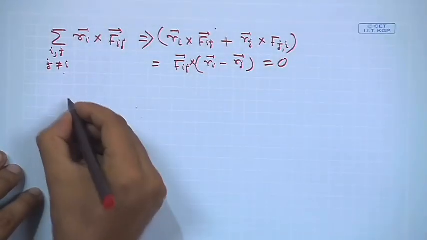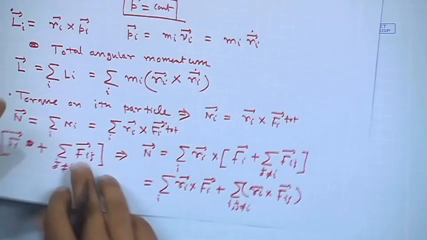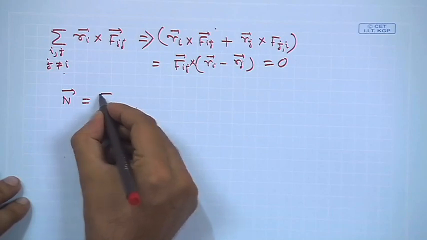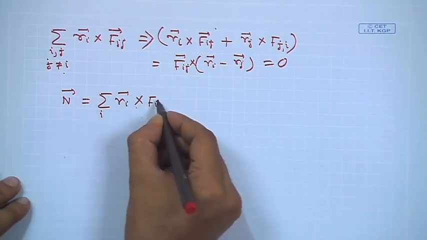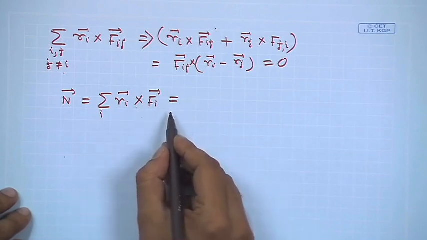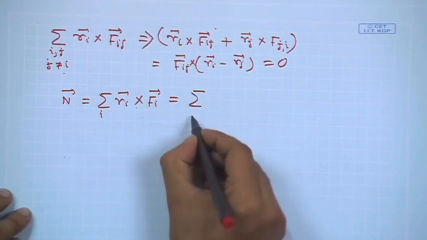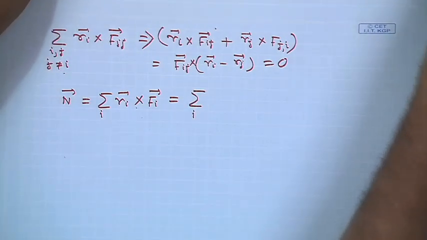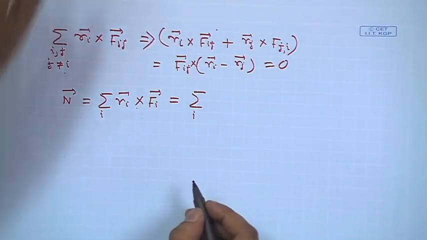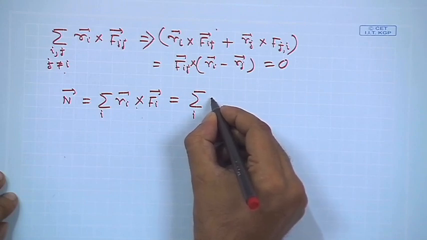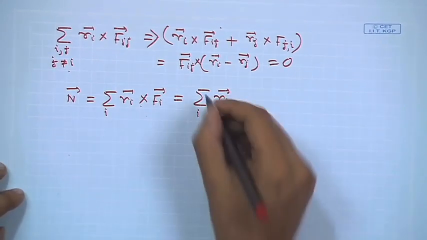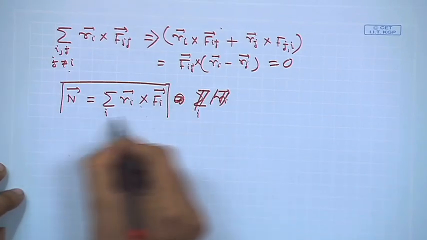So that means the total torque N of a system of particles can be reduced to sum over i of r_i cross F_i, since the internal term uniformly vanishes. Now, r_i cross F_i, if I remember the first relation we wrote, sum over i of F_i can be represented by, sorry. So this is one relation.